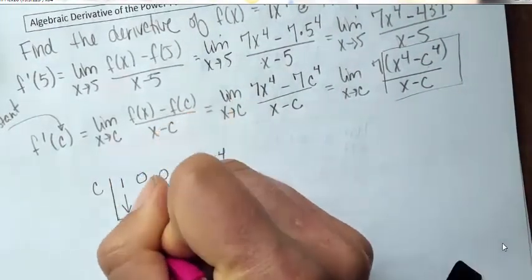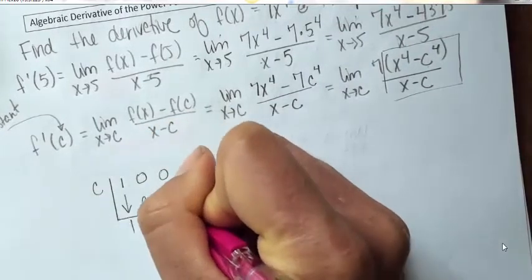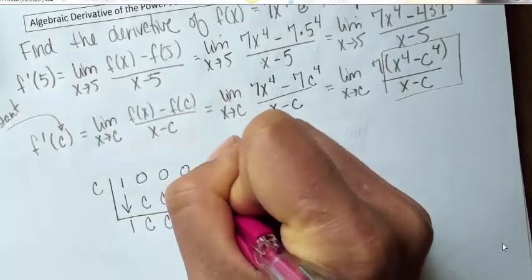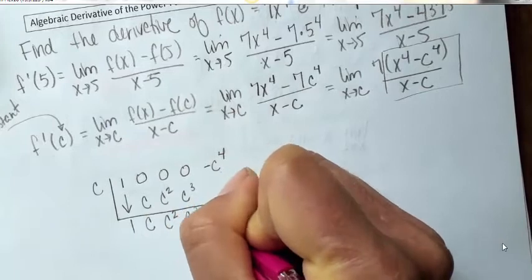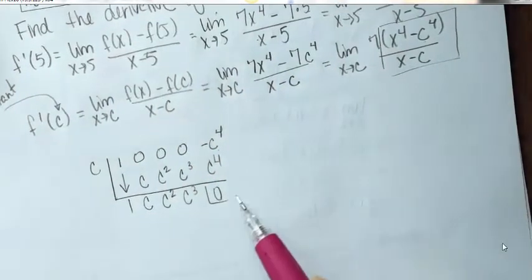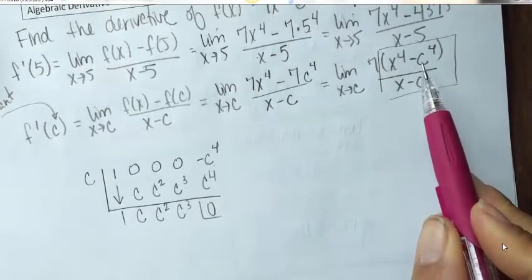Okay, so I bring the 1 down, that leaves me with c, add those together, that's c, multiply those, I get c squared, add, I get c squared, multiply, I get c cubed, add, I get c cubed, multiply, I get c to the 4th. Okay, and that tells me that basically x minus c is a factor of x to the 4th minus c to the 4th.